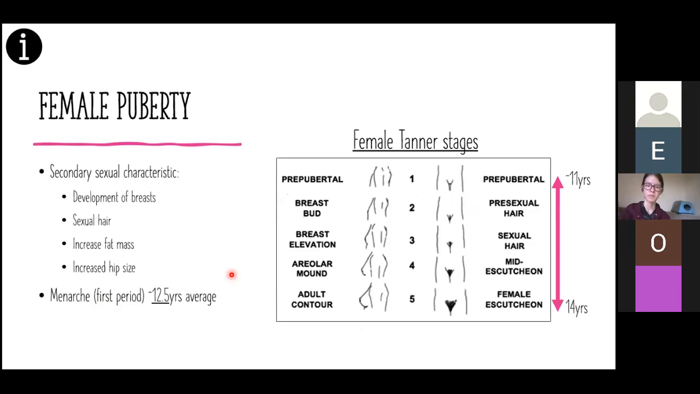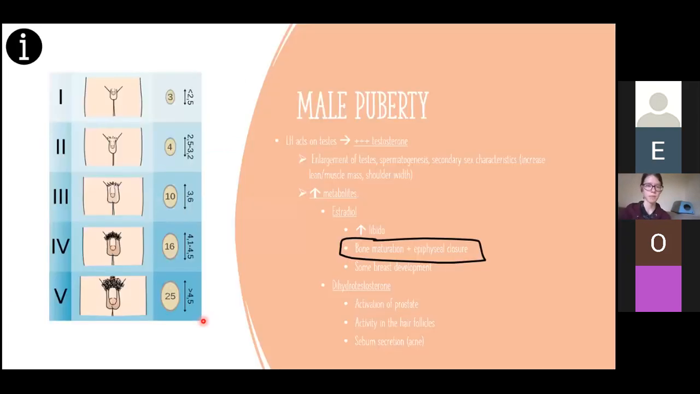The average age for starting your first period is 12.5 years old, but of course you've got variation either side as well. Male puberty as well. And the extra thing to know here is that estradiol, which is a metabolite of testosterone, starts bone maturation and epiphyseal closure. So if you get early puberty, you're going to get early epiphyseal closure. So you might actually be shorter than someone who starts puberty later.